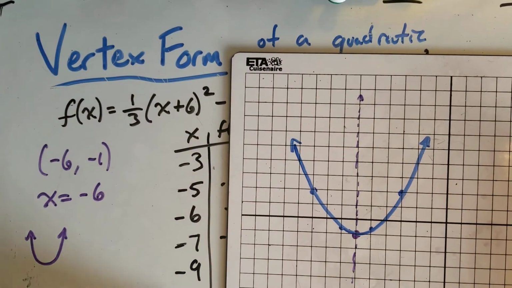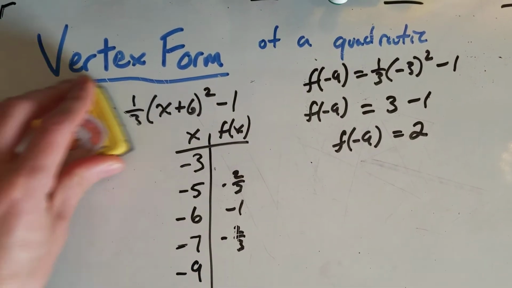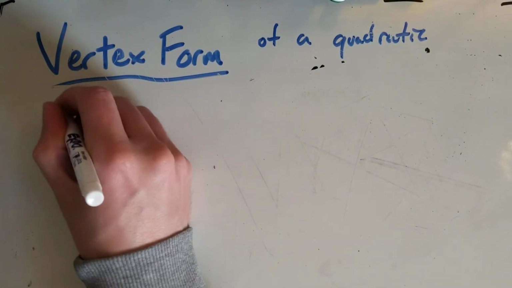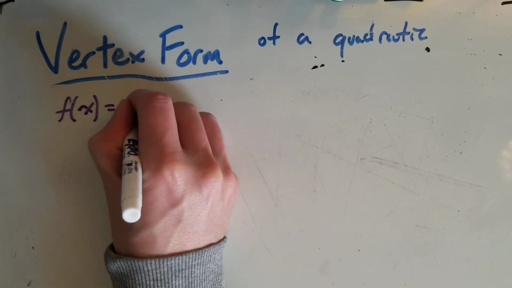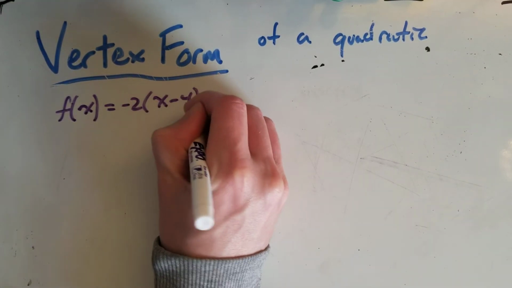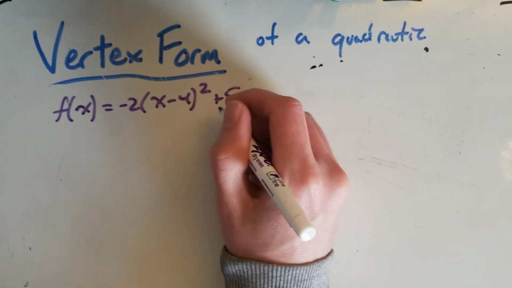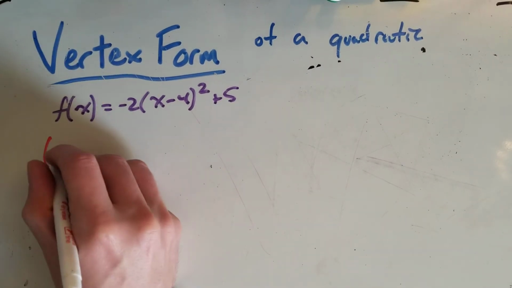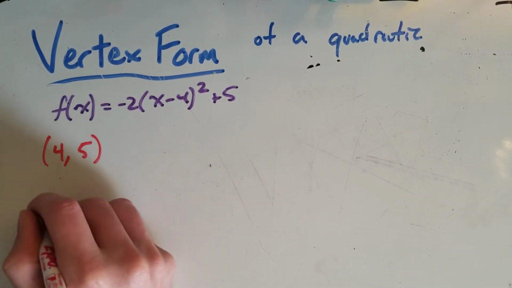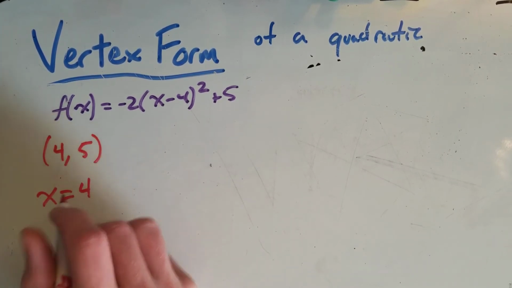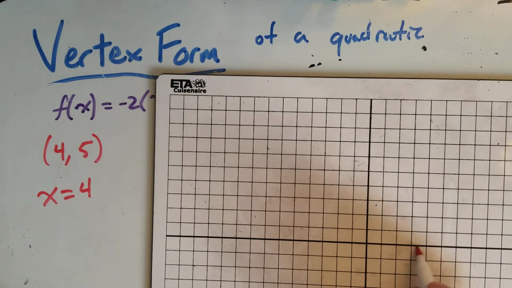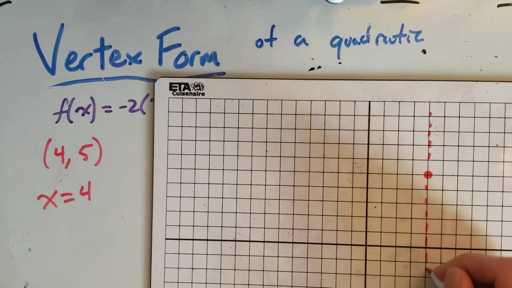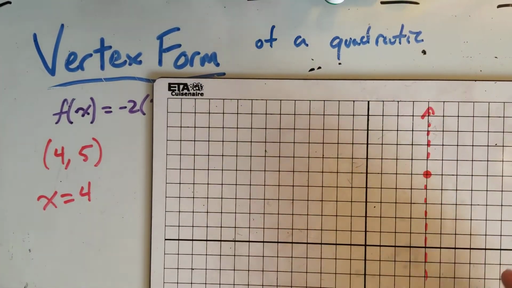Alright, on to our last one of how to graph with these. In this one, we have the function f of x is equal to -2 times the quantity x minus 4, all squared plus 5. So first thing you want to pull out here is that vertex. Your vertex is going to be (4, 5), which means our axis of symmetry is going to be x equals 4. So when we go in graph, we go (4, 5). We're right here. Axis of symmetry is going to be right there.